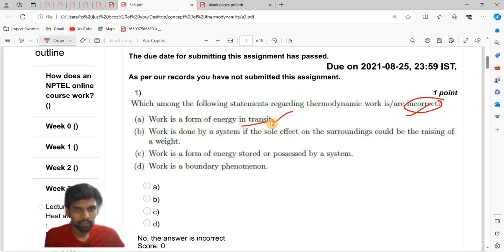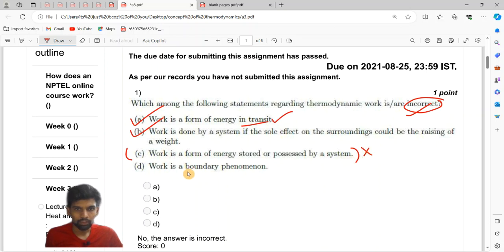We can only recognize work when it transfers from one boundary to another boundary. So this statement is correct. And work is done by the system if the sole effect on the surroundings could be the raising of a weight. So this statement is also correct, as we learn while learning about work. And work is a form of energy stored or possessed by the system. This statement is incorrect. Why?